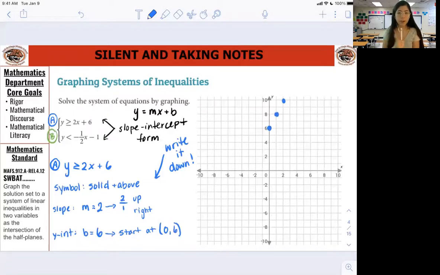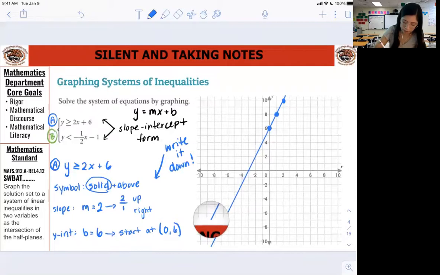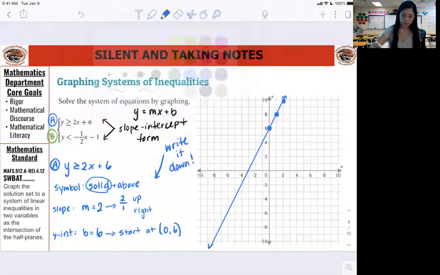Before I draw my line, I just want to check. It's going to be a solid line, so I'm just going to connect it like normal and make it go all the way across. You always want it to go all the way across to get the best graph possible. And then I'm shading above. What that means is everything above that line, this whole entire area, is going to get shaded.